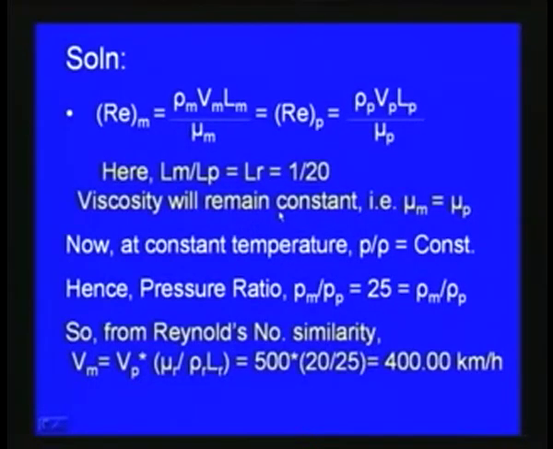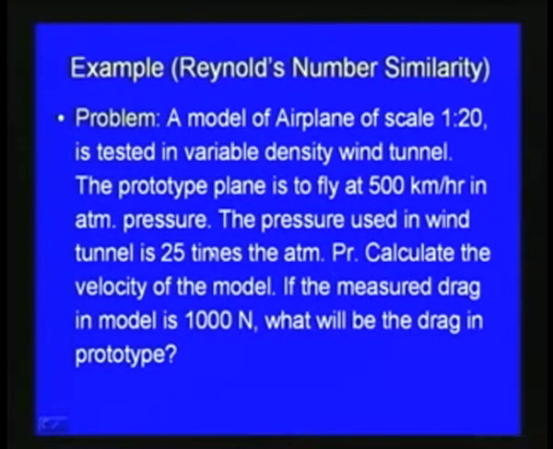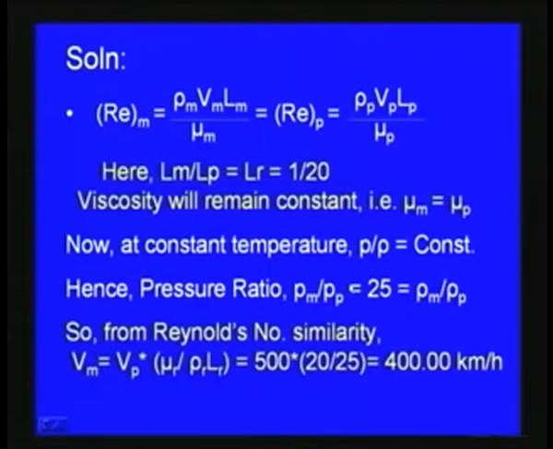Here we consider air in both cases, so viscosity remains constant. If you assume the viscosity remains constant, mu m is equal to mu p, and if you assume constant temperature also, we can write P by rho is constant. So, the pressure by density is constant. On that assumption we can write the pressure ratio Pm by Pp. Here it is given that the pressure used in the wind tunnel is 25 times the atmospheric pressure. So, that means Pm by Pp, the model and the prototype, is equal to 25. So, we can write that it is equal to rho m by rho p.